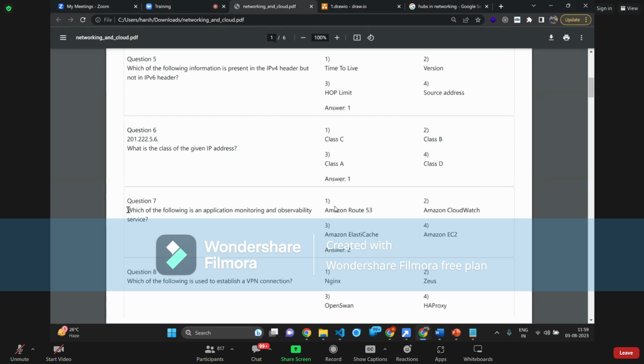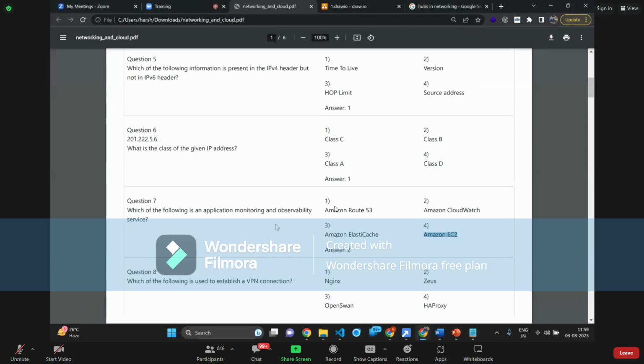Next, which of the following is an application monitoring or an observability service? We've got Route 53, CloudWatch, Elastic Cache, EC2. Now, EC2 is a service in AWS. You know AWS, right? Amazon Web Services, wherein you've got different services that are out there. Your services include Elastic Cache, Route 53, CloudWatch, EC2. You've got SNS, you've got Simple Mail, SMS. You've got different services out there. We've got VPC and all, right?